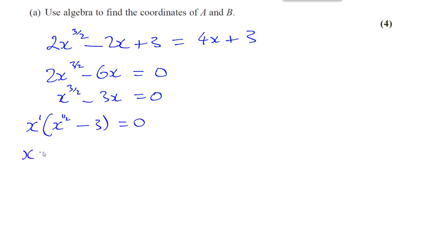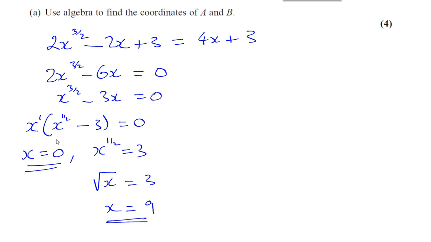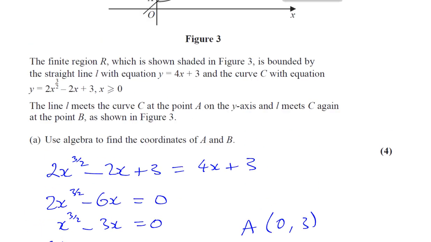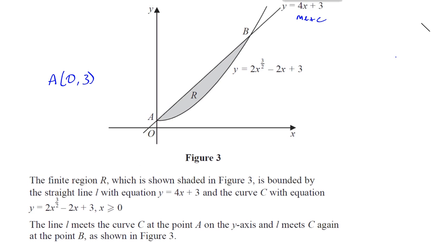So we have either x is 0, which we already found, that was point A, or x^(1/2) is equal to 3. This means the square root of x is equal to 3. We're only thinking about the positive square root of x. So x is going to be the square of 3, which is 9. So x equals 9 and x equals 0. We already know this one. This is the point A, which was (0, 3). The 3 came from the fact that it cuts the y-axis at 3.